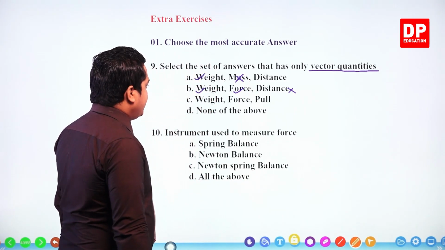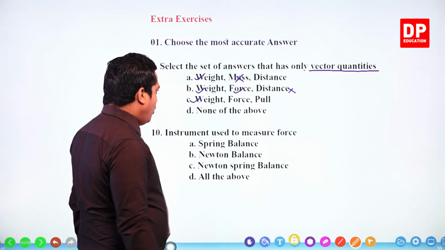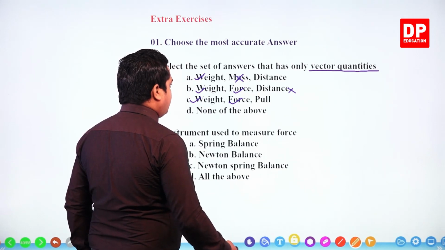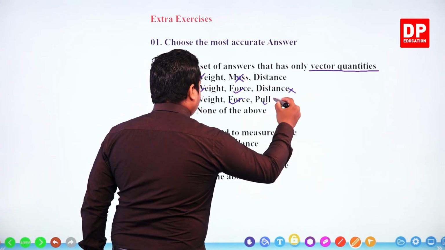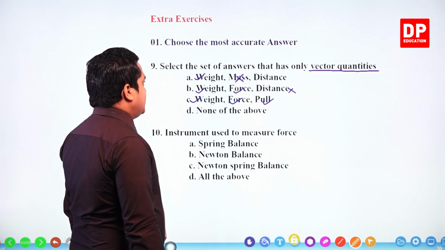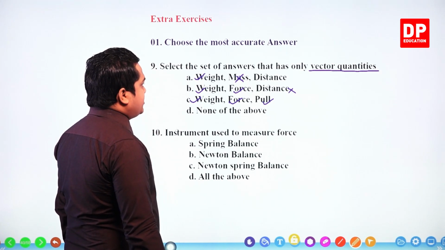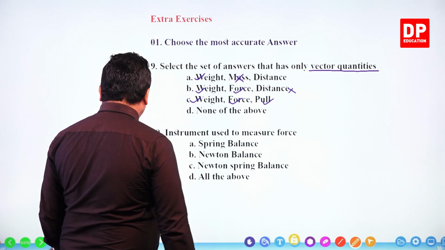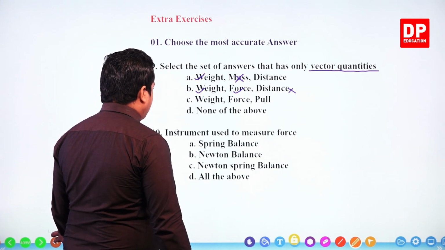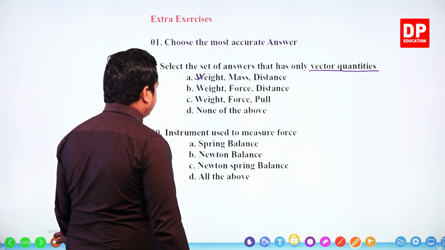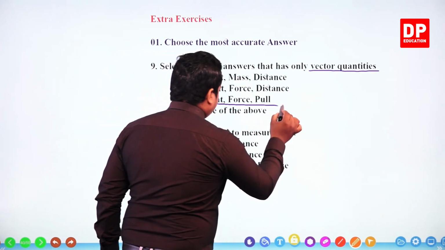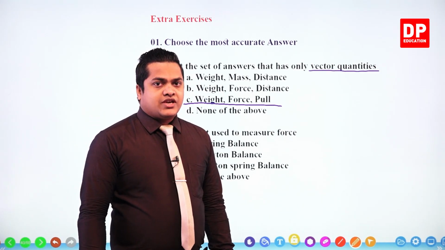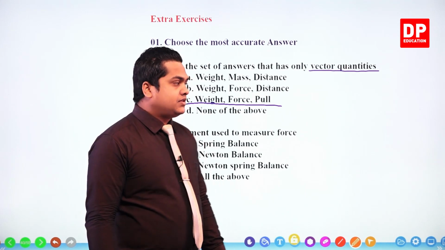Third one, weight, correct. Force, once again correct. Pull or a push is a force, right? So this is also correct. The set of answers which has only vector quantities are weight, force and pull. So our correct answer would be number 3. These are the ones which carry vector quantities.